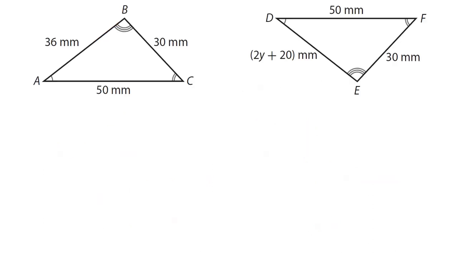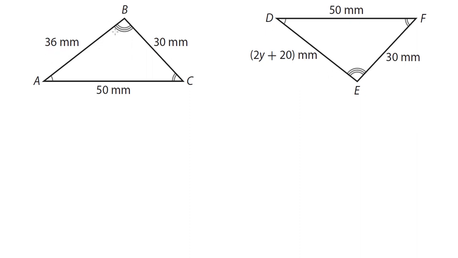All right, in this last example here, we see that angle A on this triangle corresponds to angle D, and they're congruent. Angle C corresponds to angle F, and they're congruent. And angle B corresponds to angle E, and they're congruent. And then we can look for some corresponding sides. AC corresponds to DF, and they both measure 50. BC corresponds to FE, and they both measure 30. And so that leaves DE and AB.